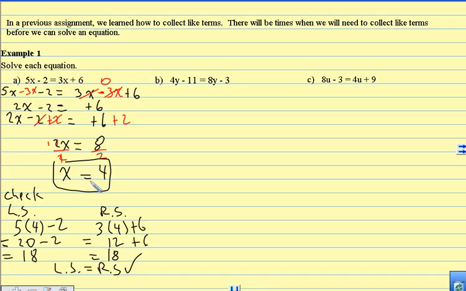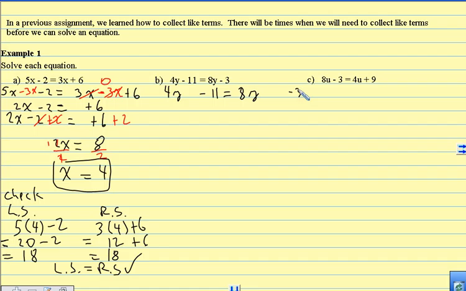Now, I'm going to do one more here. I'm going to do B, and then I'm going to leave C up to you. But in B, I'm going to do it a little differently. I'm going to show you how you can bring all the variable terms to the right of the equation. It doesn't matter which side, as long as you decide beforehand. So if I rewrite this, I have 4y minus 11 equals 8y minus 3.